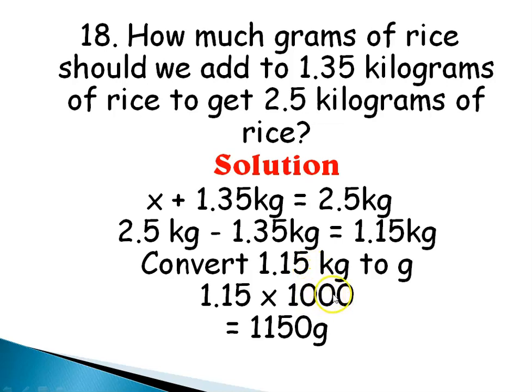1000 has 3 zeros, so I'm going to move my decimal point 3 places to the right. 1, 2, 3. That means I'll add another 0, and that is 1150 grams. So this is the amount of grams that I would need to add to 1.35 kilograms to give me 2.5 kilograms of rice. Is that taken? Good.